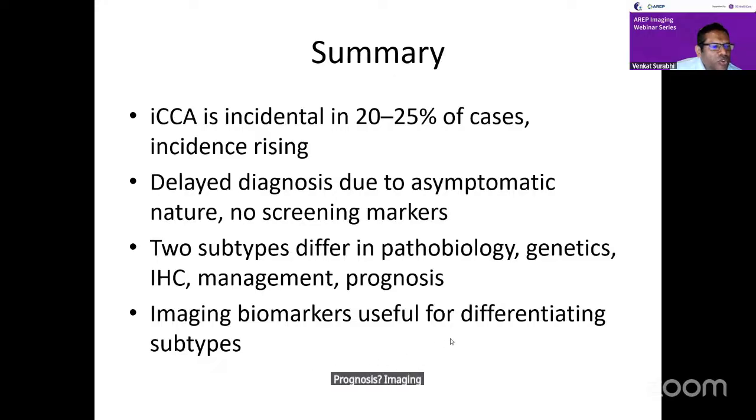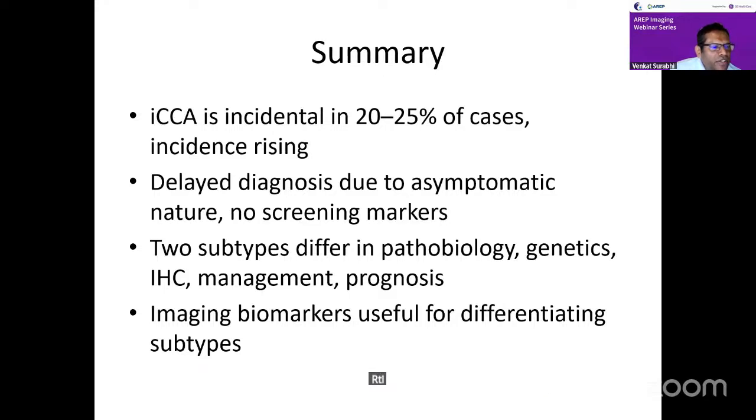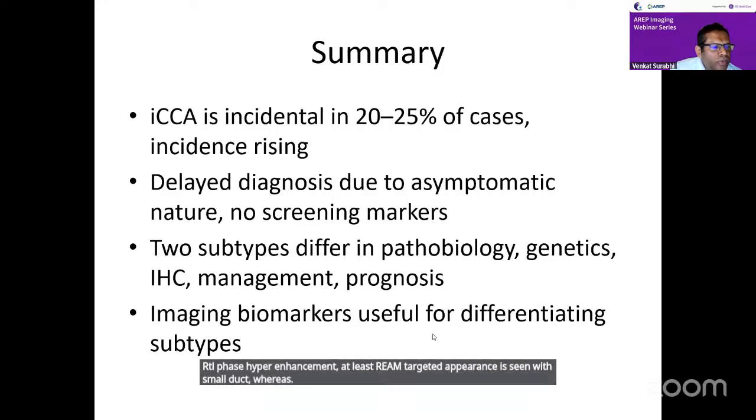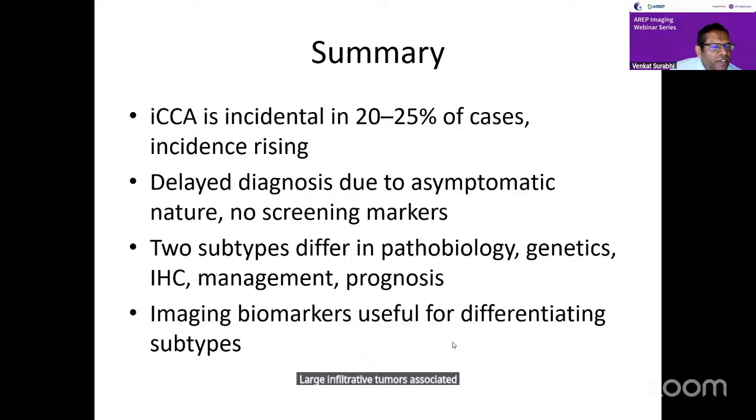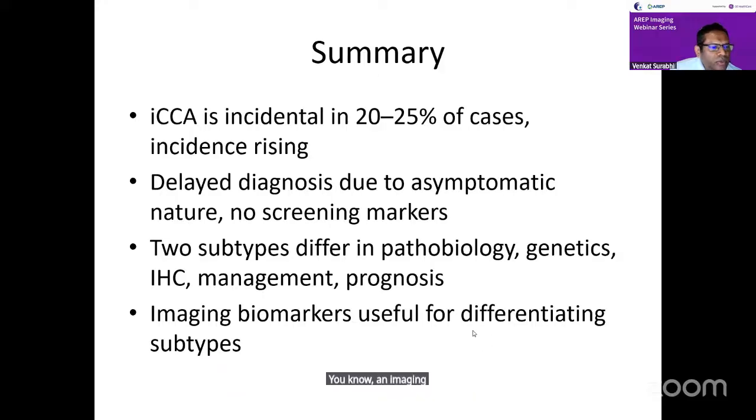Imaging biomarkers are useful for differentiating subtypes. A well-circumscribed tumor with arterial phase hyperenhancement, at least a targeted appearance, is seen with small duct, whereas large infiltrative tumors associated with biliary ductal dilation and a lot of fibrosis on delayed phase are seen with the large duct type. And on imaging, one can try to differentiate small duct from large duct types.